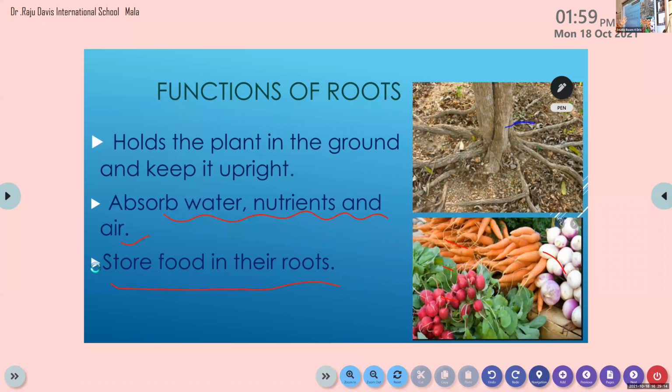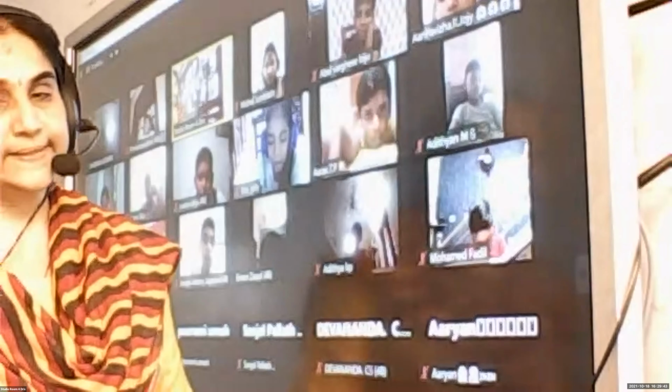Children, this chapter is not there for any test. Holds the plant in the ground and keeps it upright. Absorbs water, nutrients and air. Stores food in the roots. These are the main functions of the root. Next one, uses of root. Function means these are the duties that the root should do.